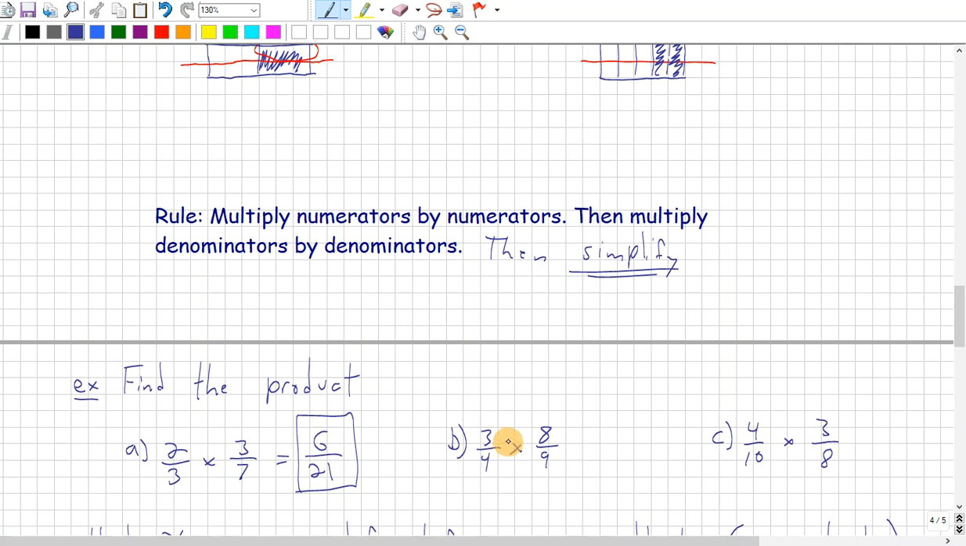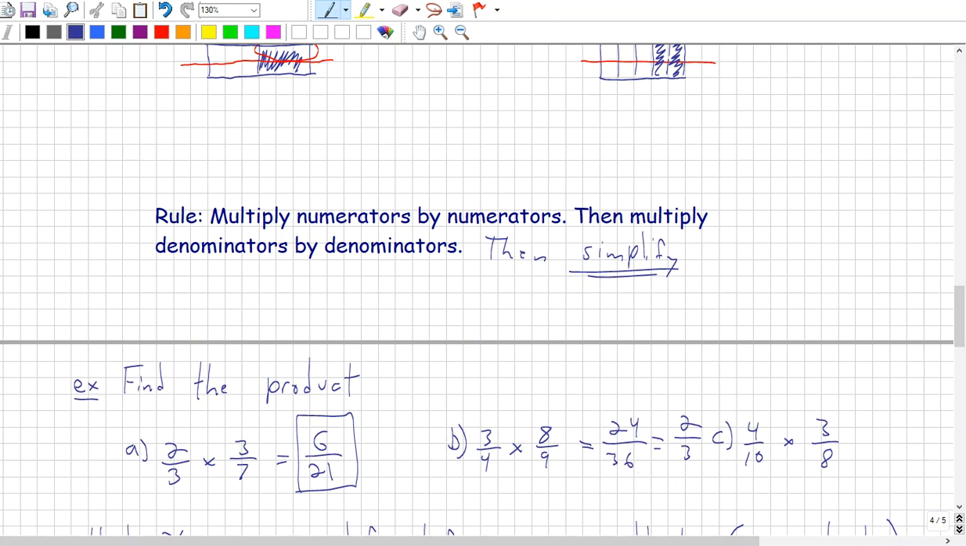Next example. 3/4 times 8 over 9. So, just multiply straight across. 3 times 8 is 24, over 4 times 9 is 36. I can see that both of these can be divided by 2 to simplify. They can actually be divided by something bigger, though, because if I want to reduce this in one step right away, both of these are actually divisible by 12. So 24 divided by 12 is 2, and 36 divided by 12 is 3.